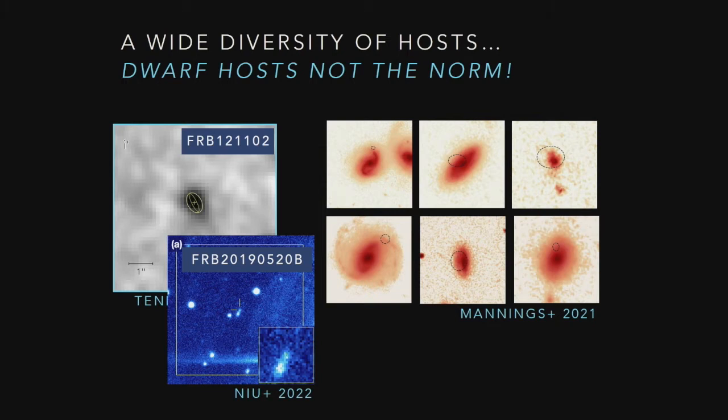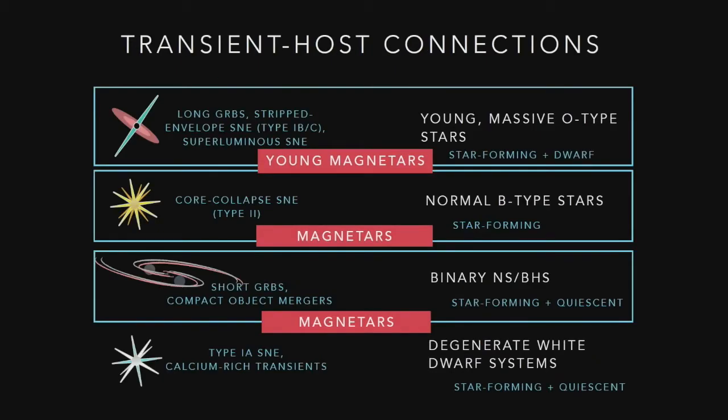But now, as we've started to amass more and more hosts, we see that FRBs tend to live in much more massive galaxies. And again, so this young magnetar origin is not really in line with that scenario anymore. That being said, it's quite common in the field of transients to invoke magnetar progenitors.